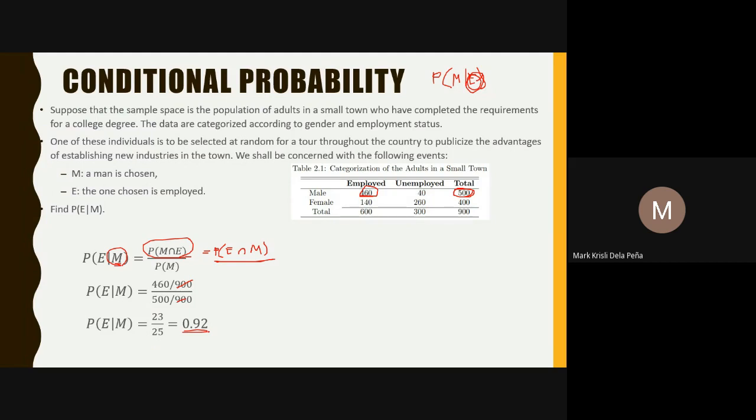So this is how conditional probability works. Remember again that the denominator will be the one on the right side. So this is read as the probability that a person chosen is employed given that he is a man.